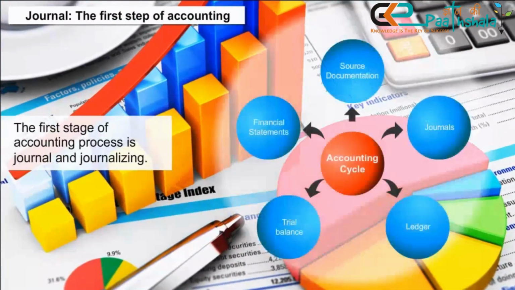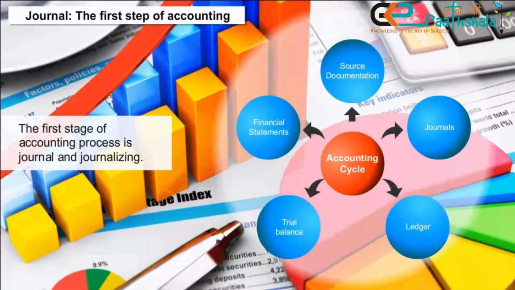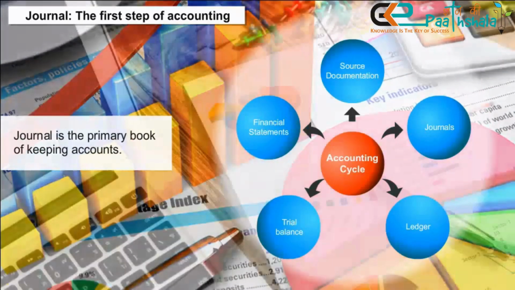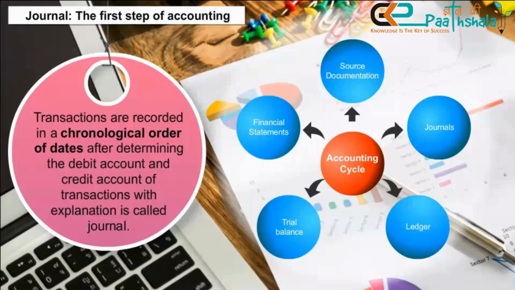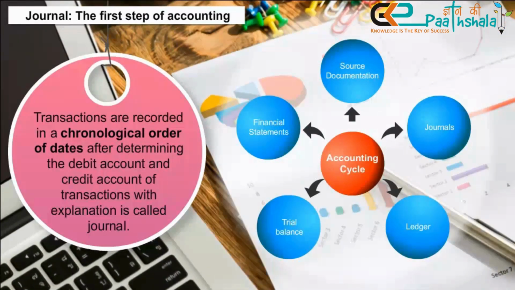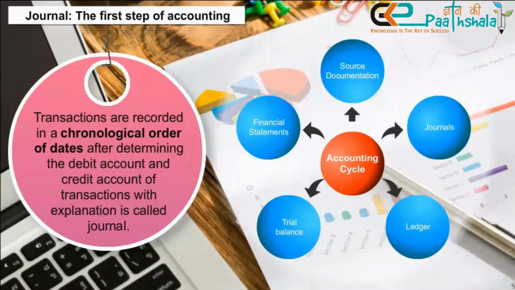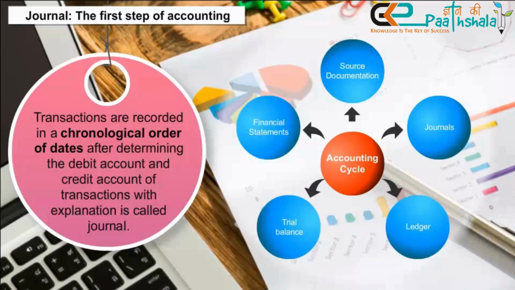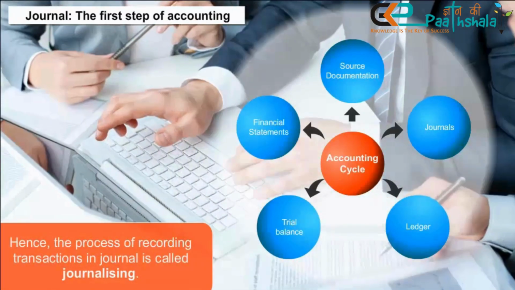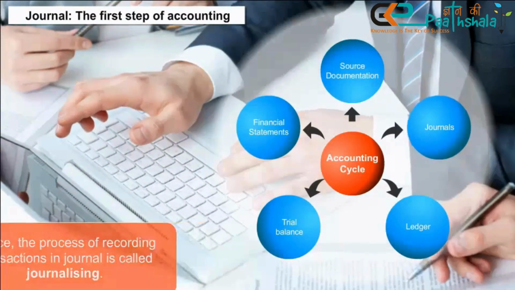Journal. The first step of accounting. The first stage of the accounting process is journal and journalizing. Journal is the primary book of keeping accounts. The book wherein the transactions are recorded in chronological order of dates after determining the debit account and credit account of transactions with explanation is called a journal. Hence, the process of recording transactions in a journal is called journalizing.